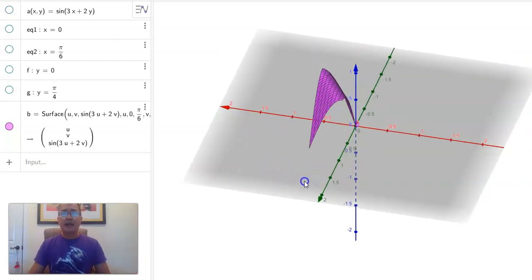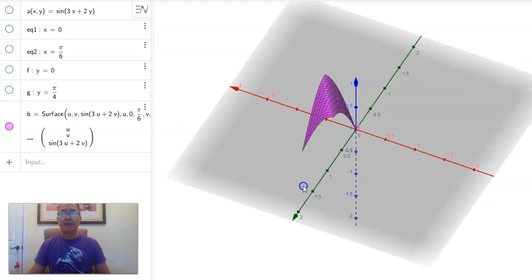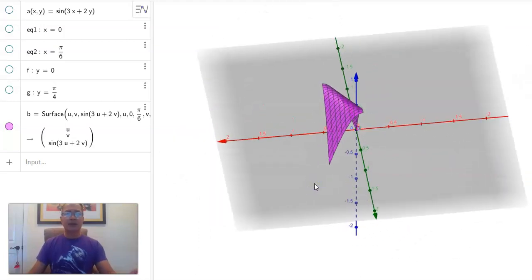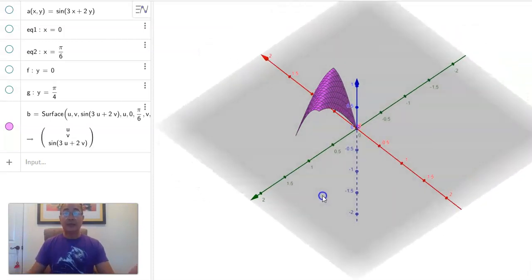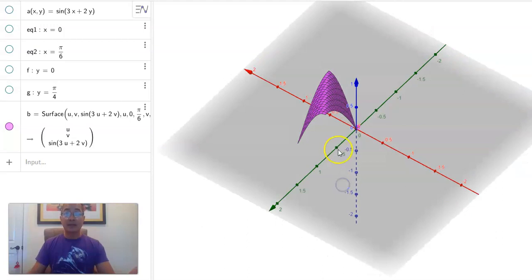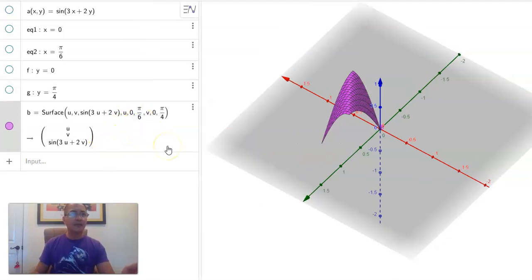Now, in the PDF, remember, a double integral represents some kind of volume. In this case, it's a good interpretation because our function is always above the xy plane within this rectangle. If you make the rectangle a little bit bigger, so let's say instead of pi over 6, we go all the way to pi over 2. Let's go crazy. What will the surface look like?